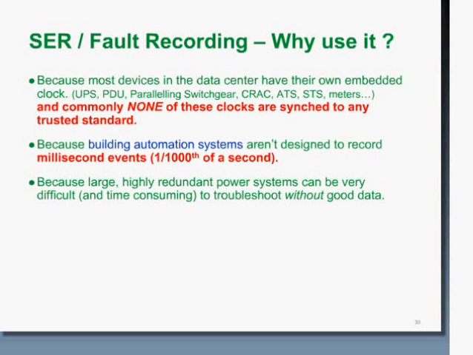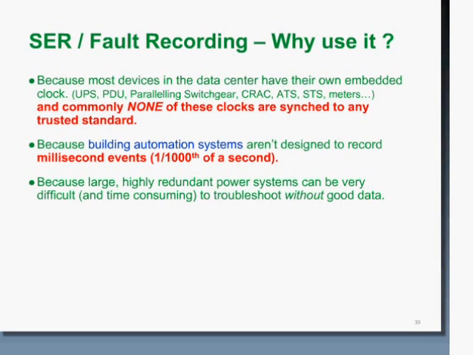What you typically find within a data center is that your UPS, your CRAC, and your ATS systems have clocks. So if you have some sort of event within a data center, you'll have a clock timestamp within one of these devices. However, none of these clocks are synced to each other or to a trusted standard. Also within a data center, you'll have billing automation systems, but billing automation systems are not totally real time and can't do some things that are within power quality or power reliability.